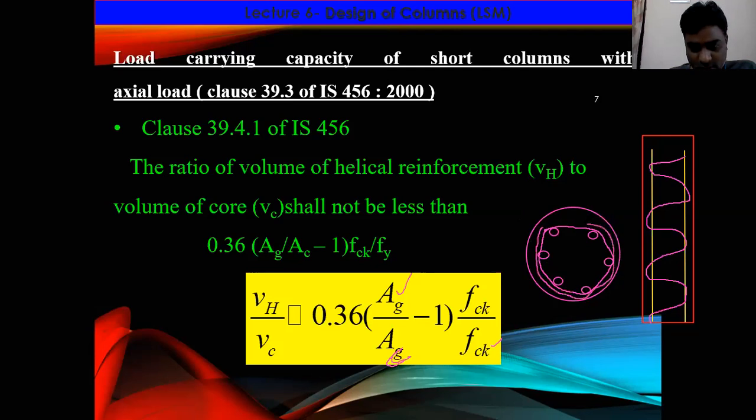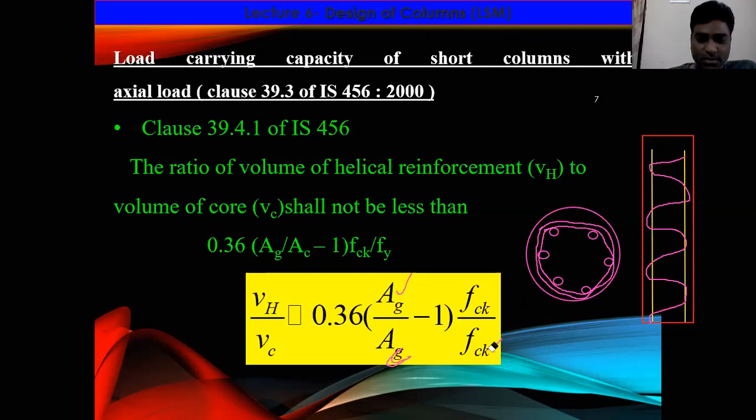May not be exactly, but I'm not that much familiar with it. So this is your helical reinforcement. These are the longitudinal bars. This is called the total diameter of the member, the overall diameter of the column, right?